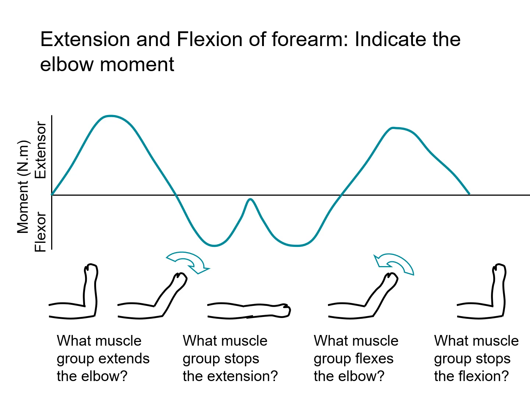What muscle groups might stop this extension? These are going to be the opposite. So these are going to be the antagonists to arm extension. So these are going to be our biceps brachii muscles, okay? So when we're doing elbow extension, our agonists are going to be our elbow extensors. Our antagonists would be our elbow flexors.